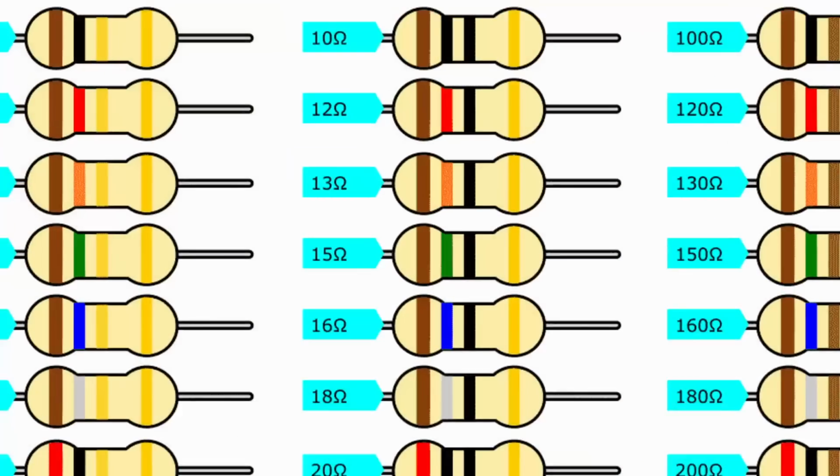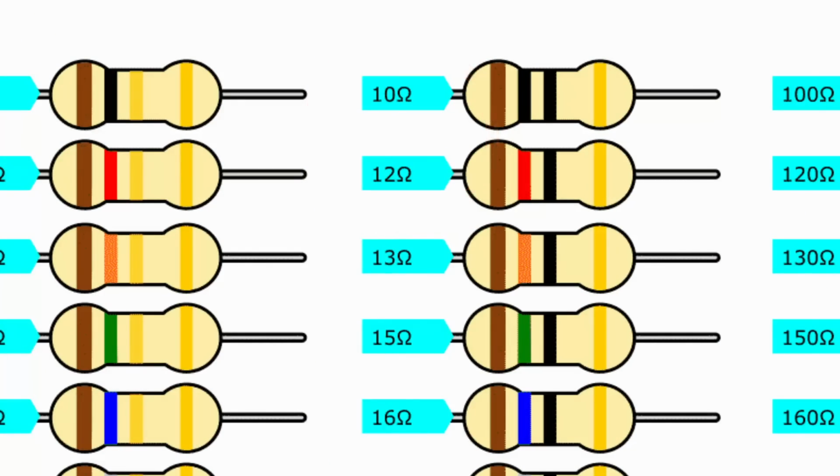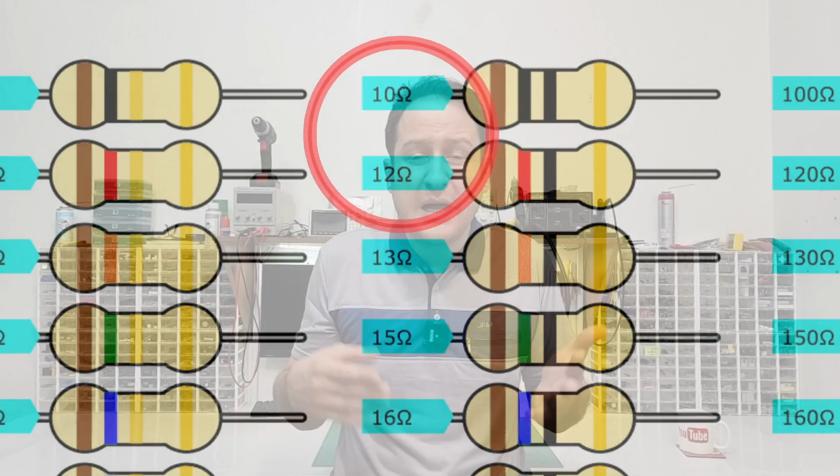11.5 ohms is not a standard value, so we have to select a standard value that is close to 11.5 ohms. By looking at the standard value table, I found 10 ohms and 12 ohms, which are standard values, and they are close to 11.5 ohms. Both of them are okay to be used in this example, but there is another problem here.